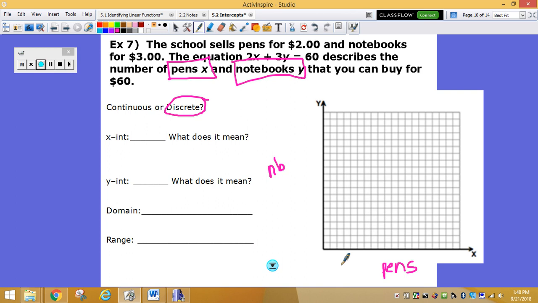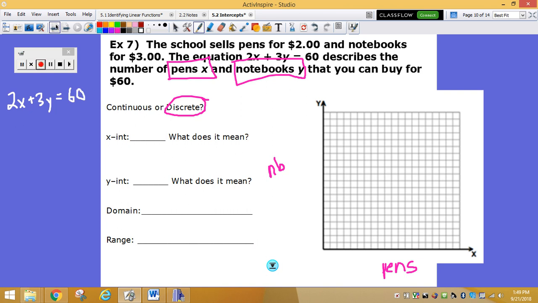We're talking about pens. So I'm going to go up by ones. I'm going to do 1, 2, 3, 4, 5, 6. Okay, actually, we're going to run out of room. We need bigger numbers than that. So I guess let's start with figuring out how many numbers we're going to need. My equation, I'm going to start with that. 2x plus 3y equals 60.